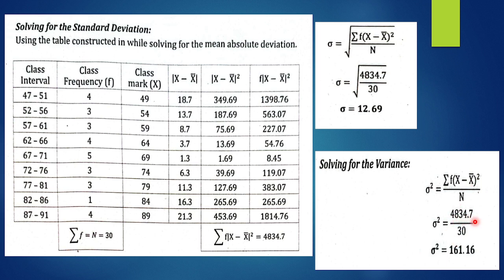So 4834.7 over 30 is 161.16. So that is the variance. And take note, kung square root nato ang 161.16, the answer is 12.69. Same with this 12.69, kung atong square, mahimong 161.16. So that's why standard deviation and the variance are more likely the same.